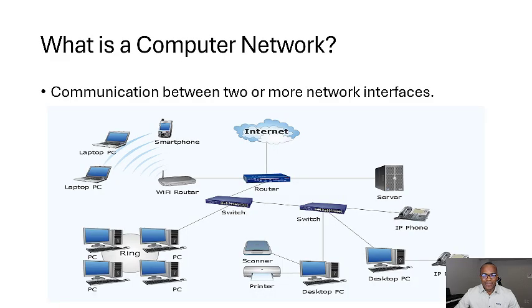So what's a computer network? Every device being used on the network will have an IP address assigned to its network interface. Like your laptop, we have a network interface card or an Ethernet adapter. Your smartphone, we have a wireless adapter. And these network-enabled devices, as well as input and output devices, will have network interfaces, and because of these network interfaces, these devices are able to exchange data or communicate. So we can simply say that computer network is a communication between two or more network interfaces.